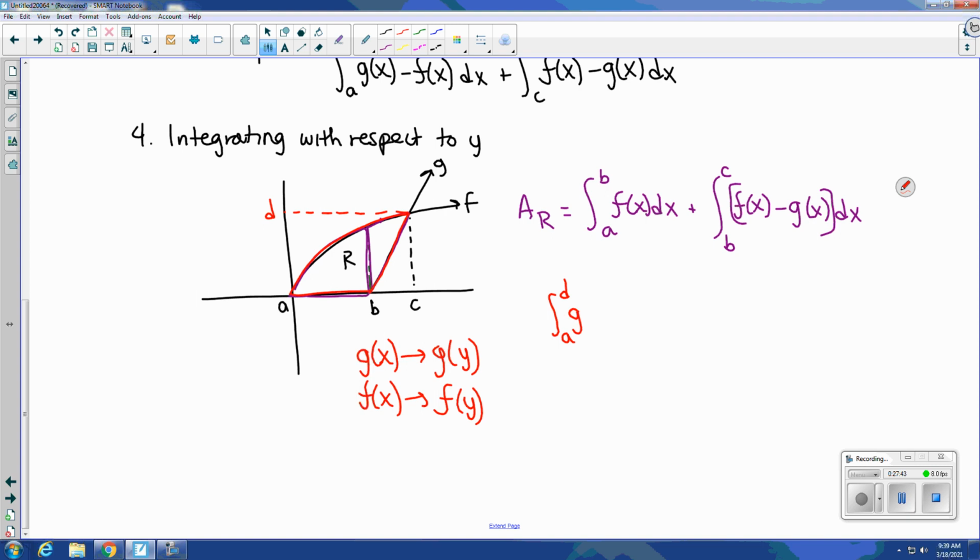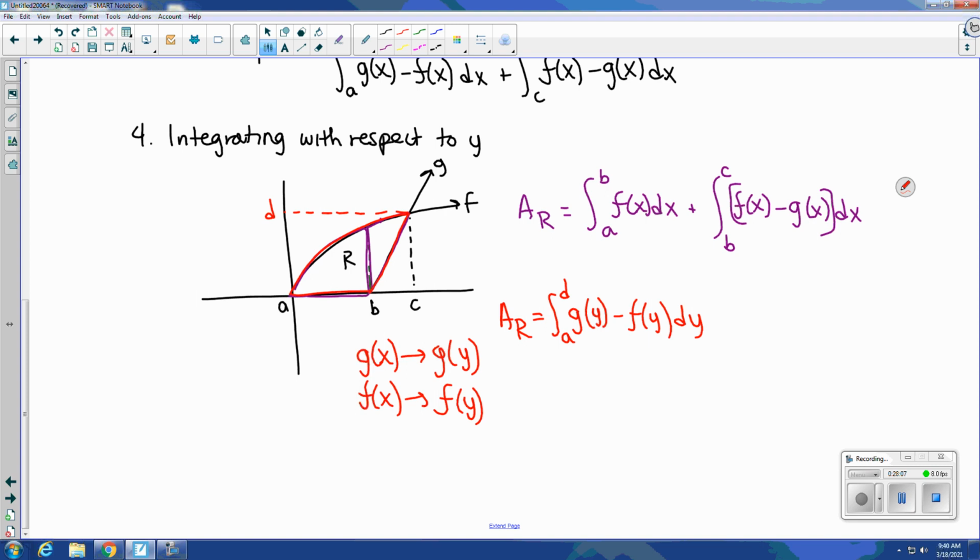But again, make sure your functions are defined in terms of y now. So we're going to do top minus bottom, and by top minus bottom, I'm talking about in relation to the y-axis now, in dy. So this same problem can be solved by computing one integral if I change my perspective, as opposed to breaking it into two integrals.